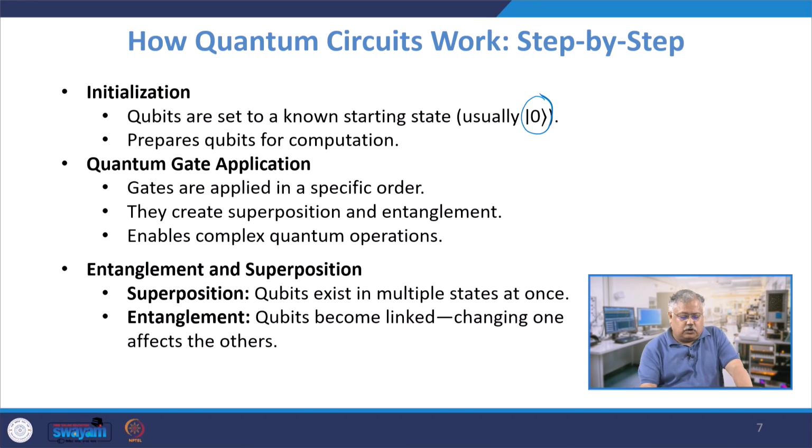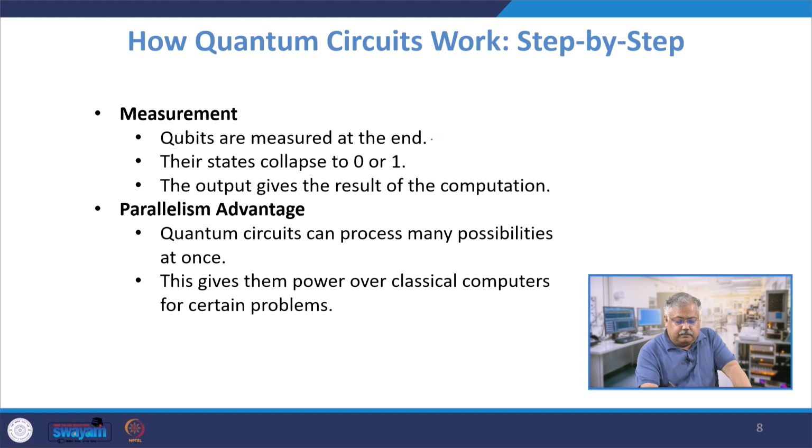So, this sort of entanglement and superposition is possible when you do a quantum gate application. As I discussed with you, superposition works with multiple states, and when changing one qubit affects the other, it is referred to as entanglement. Then the qubits are measured, and this is a classical measurement: the state collapses to either 0 or 1, and the output gives the result of the computation. A fixed value, either 0 or 1, is obtained.